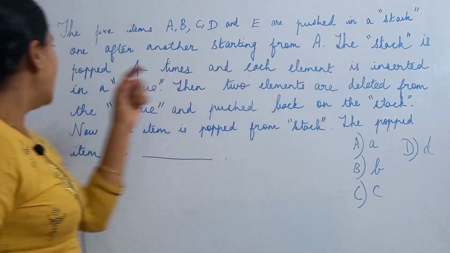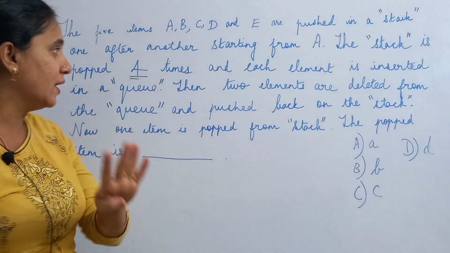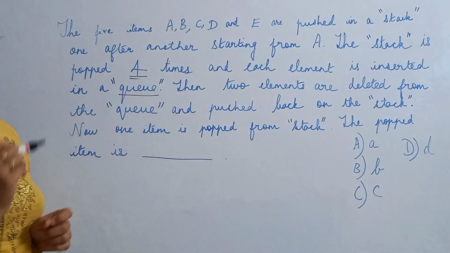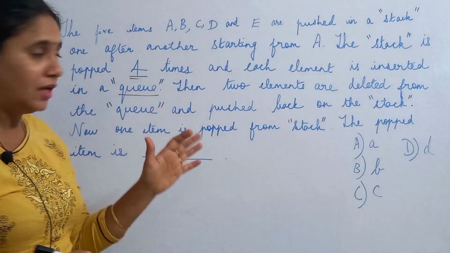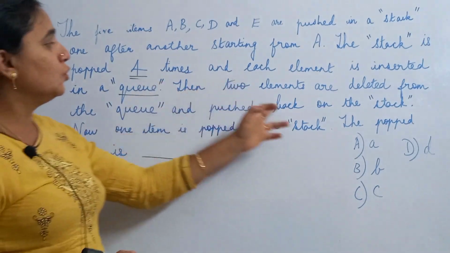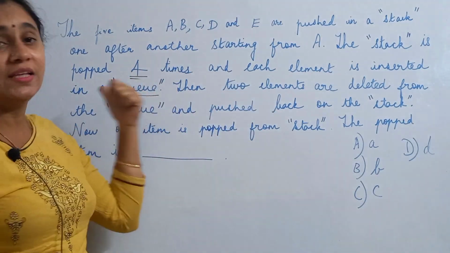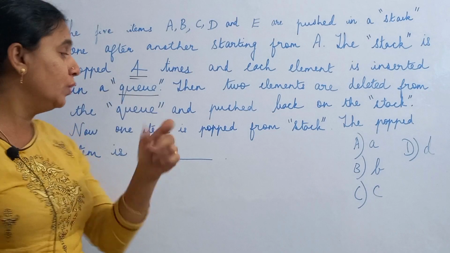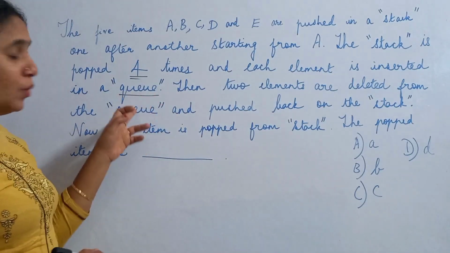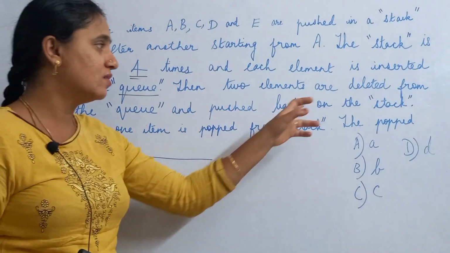The next step is the stack is popped 4 times and each element is inserted into a queue. So now you see we are using a queue data structure for inserting the deleted elements that were present in the stack. Then 2 elements are deleted from the queue. After inserting the elements in the queue, we delete only 2 elements from the queue. Then once again we push them back onto the stack. So the 2 items deleted from the queue are pushed back onto the stack.